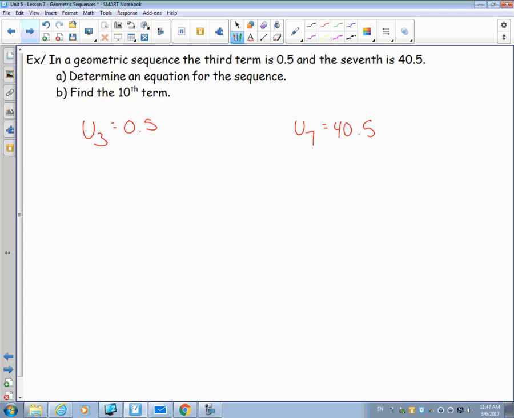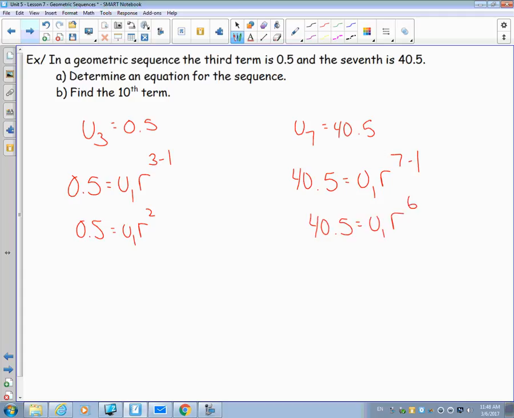I can take U3 and turn it into an equation. The equation will be U1 times R to the 3 minus 1. And I simplify that, I get U1 R squared. If I do the same thing with my second equation, 40.5, U1 R to the 7 minus 1, I get 40.5 equals U1 R to 6.